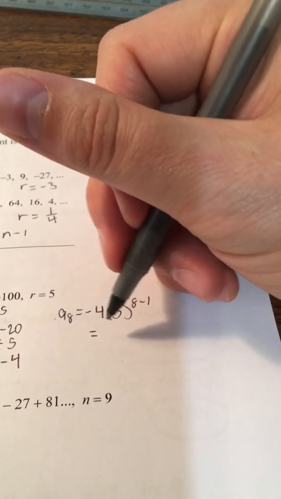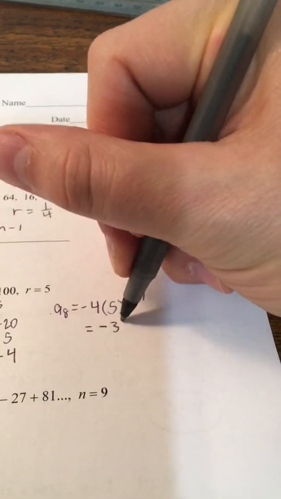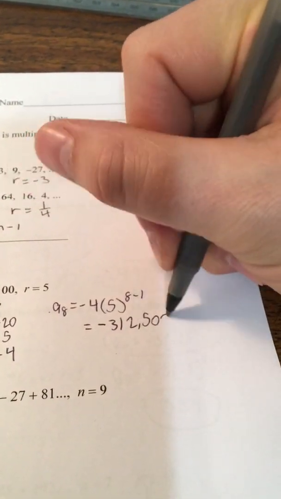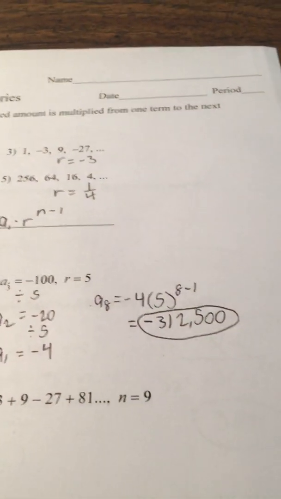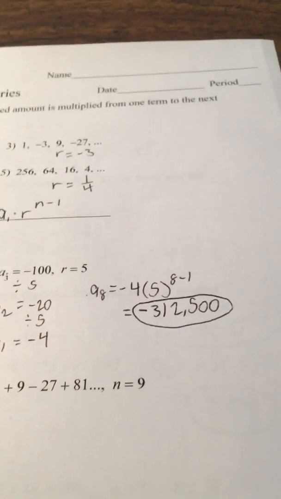It's going to be negative 312,500. All right, so that's geometric sequences, finding the nth term.